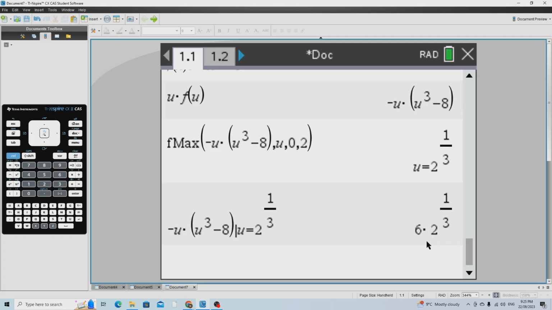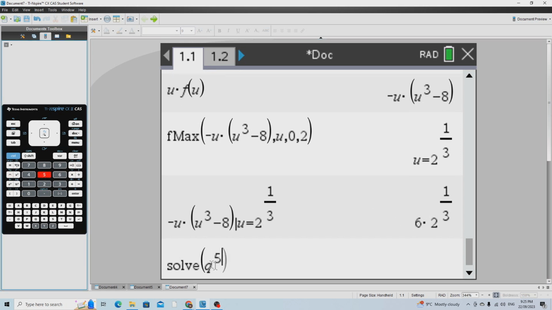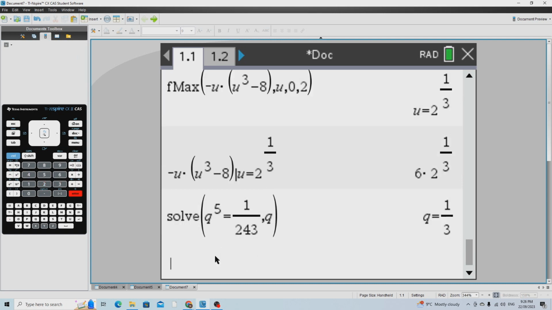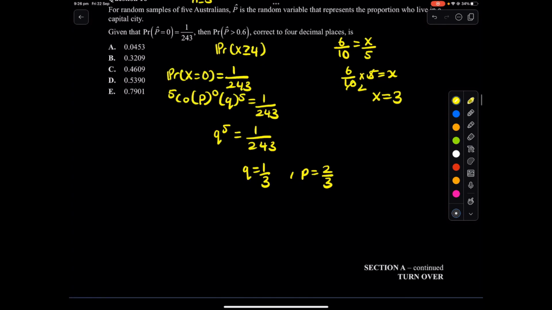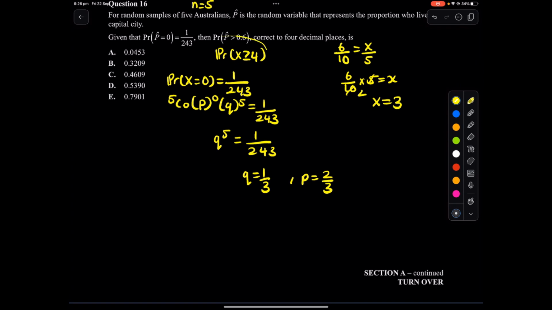So let's just solve that. Let's solve q to the power of 5 equals 1 over 243, comma q, and we get q is 1 over 3. So we can write q is equal to 1 over 3. But we want p, so we do 1 minus 1 over 3, which is p equals 2 on 3. Now we have our p value, our actual probability of success. Now it's nice and easy to calculate this.